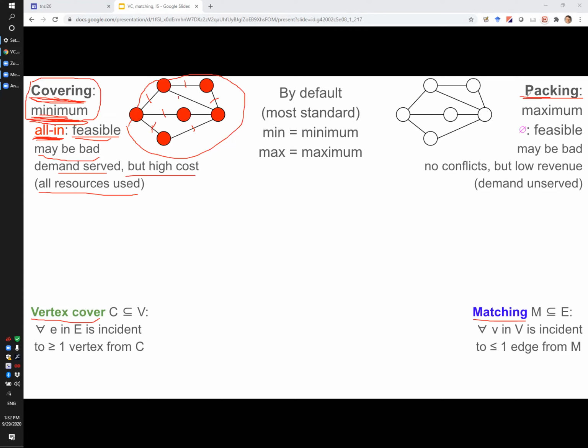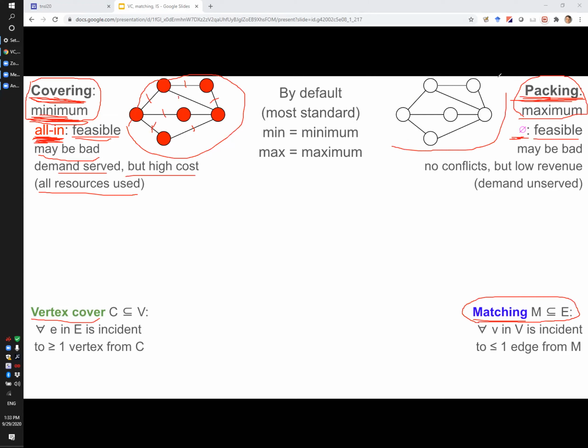And this is juxtaposed, on the contrary, in the packing problem, you try to find the solution which maximizes something: maximizes the demand served, maximizes the number of assignments, whatever, maximizes the number of edges in the matching. And here again, in contrast with the covering problems where taking everything in gives a feasible solution, in a packing problem, taking nothing, or taking the empty set, is a feasible solution.